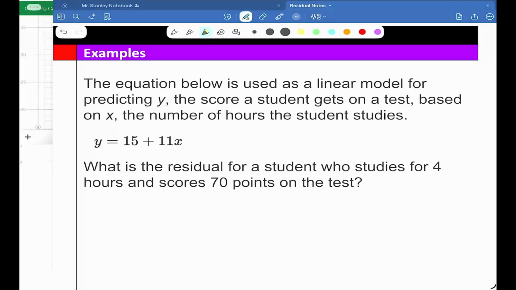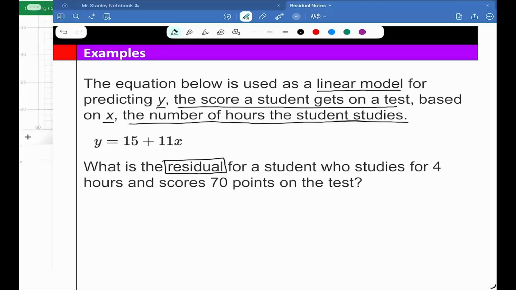So in this problem, we know that we need to be looking at a linear model, that the y value is the score the student gets on the test, and the x is the number of hours the student studies. We know the equation, and that we're looking for the residual. Now, the residual is dealing with studying for 4 hours and the score of 70 points. Now, the 4 is going to be your x value.